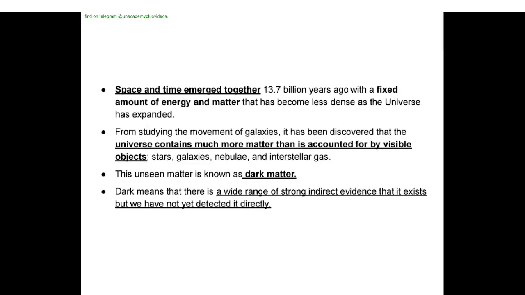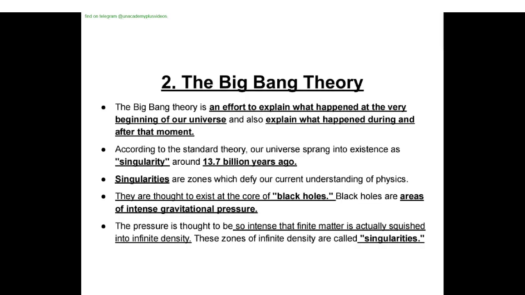Space and time emerged together 13.7 billion years ago with a fixed amount of energy and matter that has become less dense as the universe has expanded. From studying the movement of galaxies, it has been discovered that the universe contains much more matter than is accounted for by visible objects: stars, galaxies, nebulae, and interstellar gas. This unseen matter is known as dark matter. Dark means that there is a wide range of strong indirect evidence that it exists, but we have not yet detected it directly.